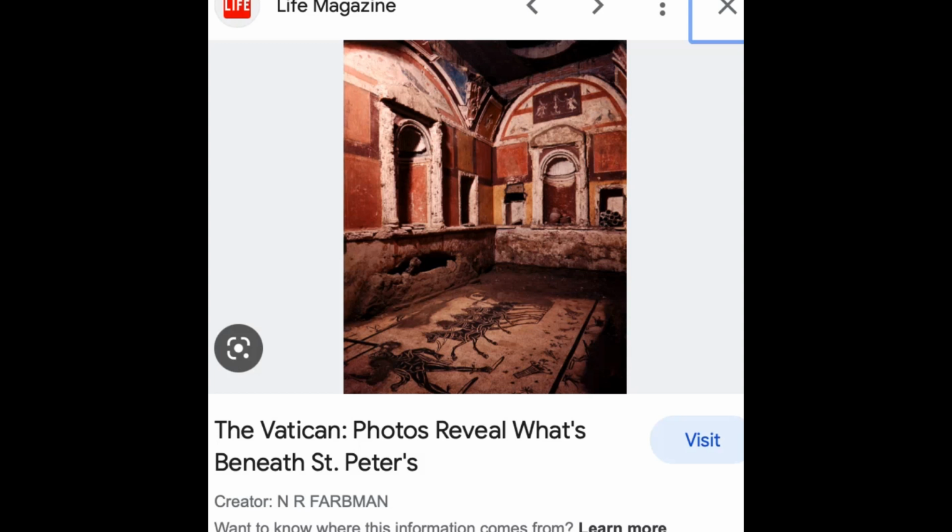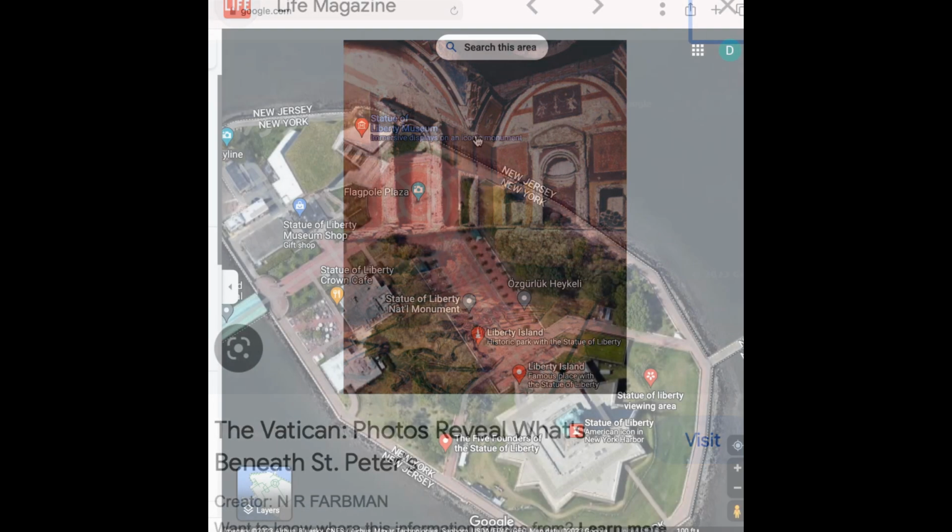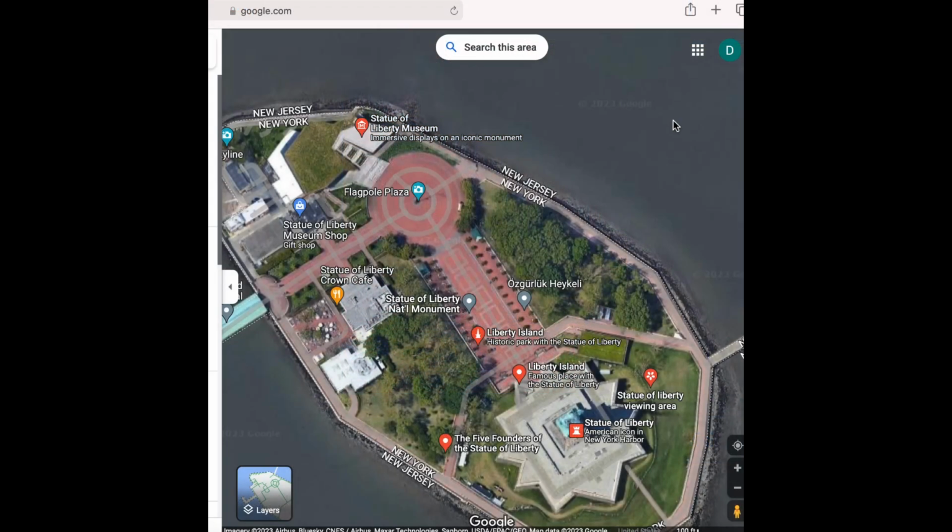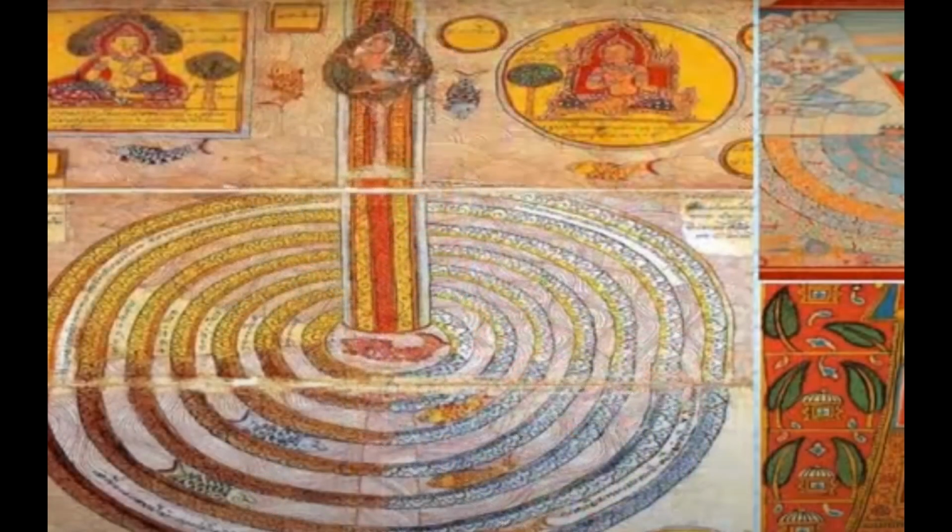And the Statue of Liberty has one in the middle of this Axis Mundi point. This is Ishtar worship. The Statue of Liberty is based off of Ishtar, okay? And there's the Axis Mundi point. In the middle of this thing is a flagpole. A coincidence? Of course not. Everybody has been doing the exact same thing for thousands of years.